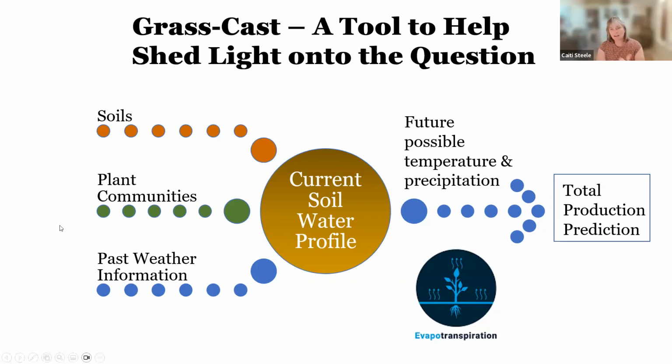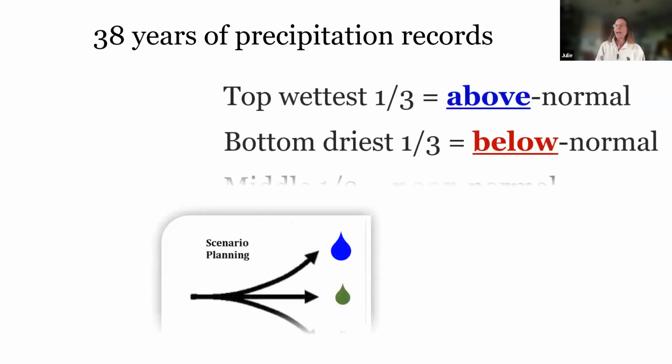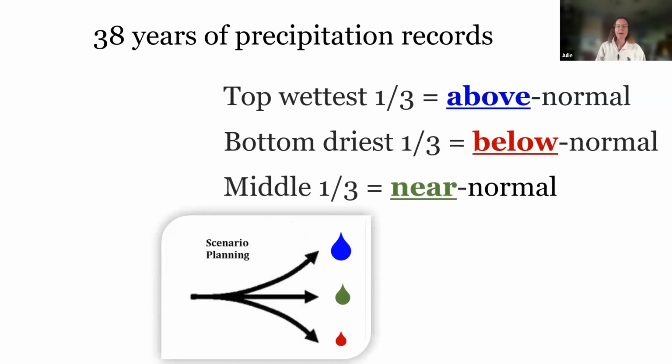So Julie, how does GrassCast actually come up with the potential future conditions? Good question. GrassCast takes 38 years of precipitation records on the Great Plains and stacks them up with the wettest year at the top and the driest year at the bottom. It uses the top third to calculate the potential production in a wet year, and the bottom third years are used to calculate the potential production for a dry year. Those middle years represent the normal or average conditions and resulting growth.